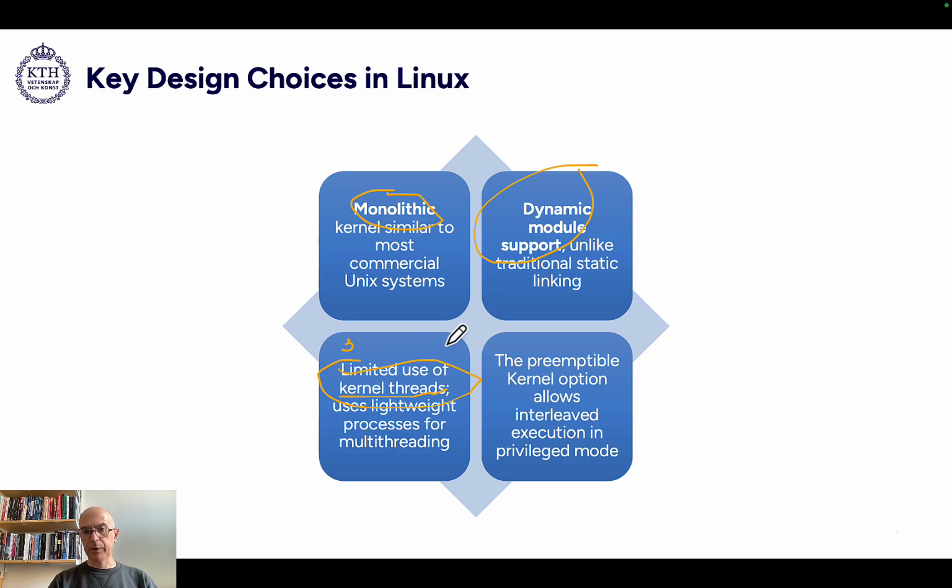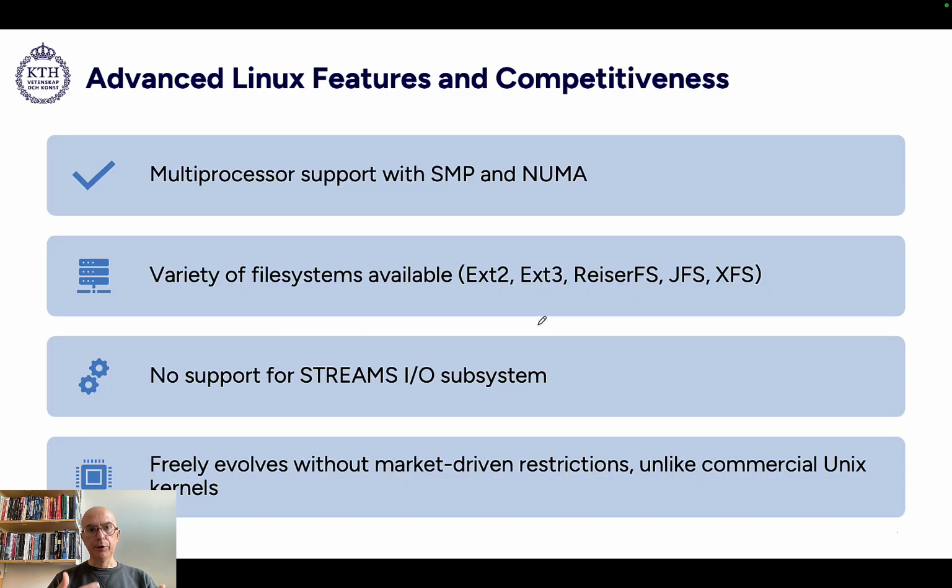And as a further feature, the preemptible kernel option allows interleaved execution in privileged mode. There are also advanced Linux features: multiprocessor support with SMP and NUMA. It also supports a variety of different file systems. It has no support for streams I/O subsystem, and it freely evolves without market-driven restrictions, unlike commercial Unix kernels that need to somehow respond to requests from the market in their development.